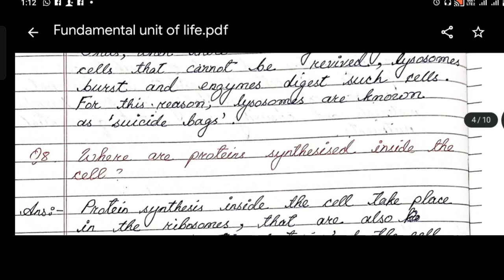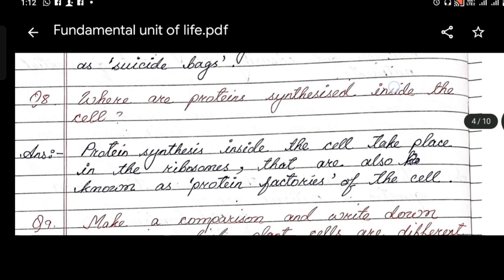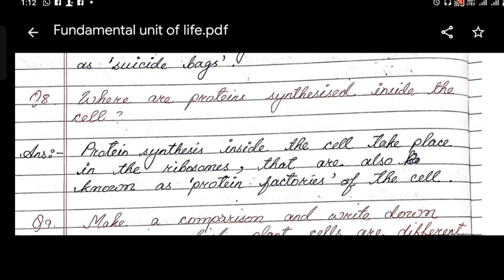Question number 8. Where are proteins synthesized inside the cell? Answer. Proteins are synthesized inside the cell in the ribosomes, which are also known as protein factories of the cell.